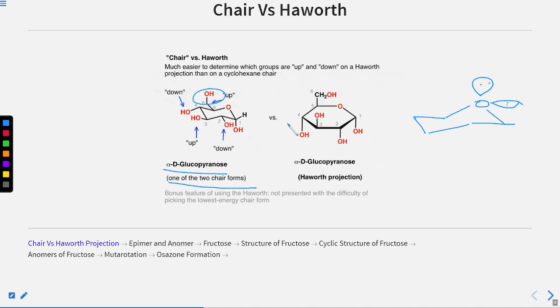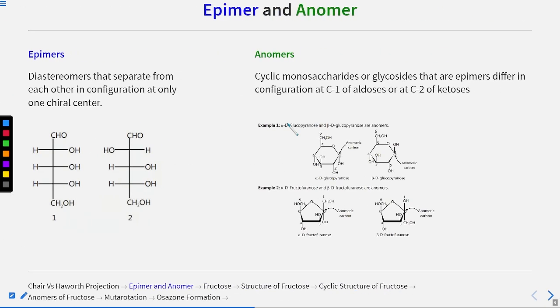Now next is epimer and anomer. So I have tried to explain epimer and anomer again. So what is epimer and anomer? First of all, epimer. So epimer is generally the change of configuration of atoms in the spatial space at one carbon position. So suppose this is one structure and this is one structure.